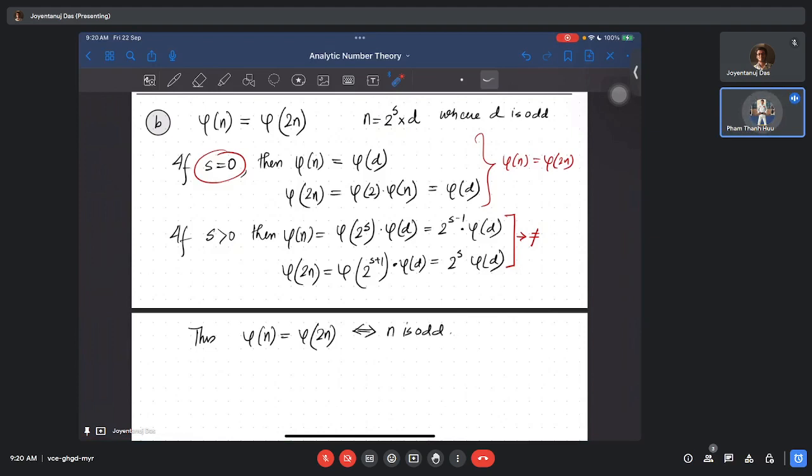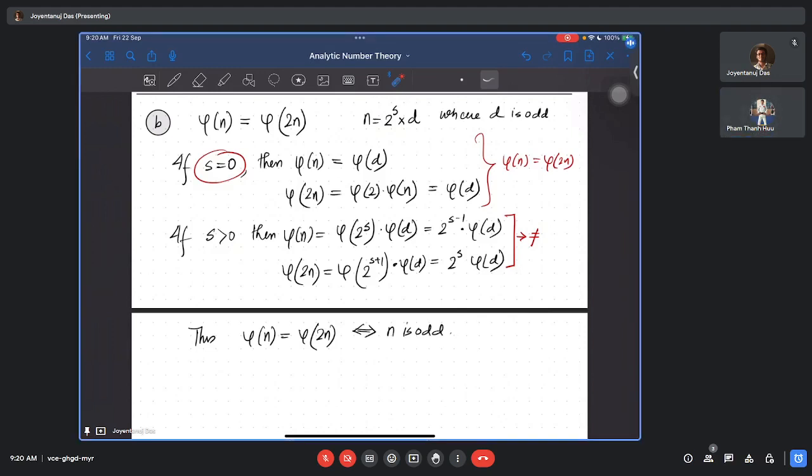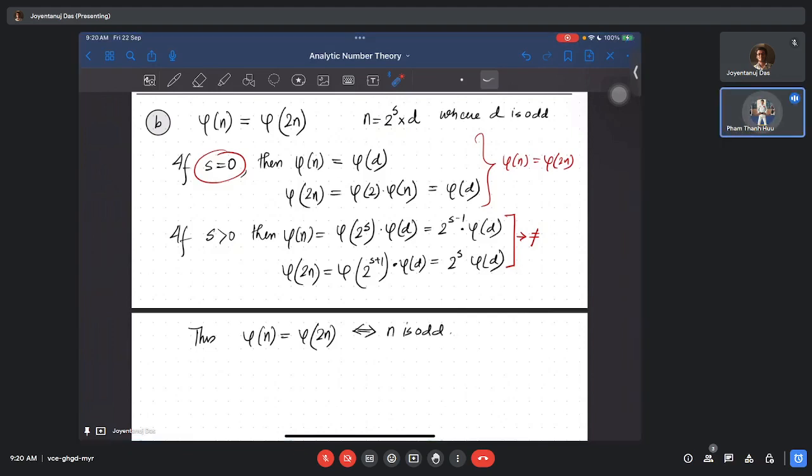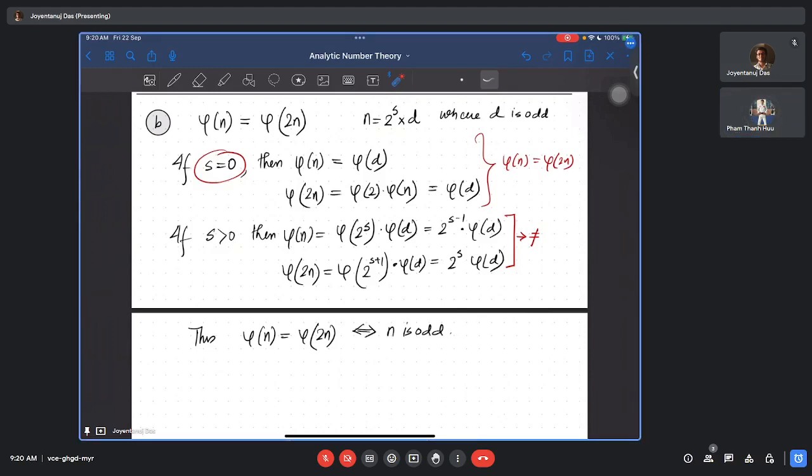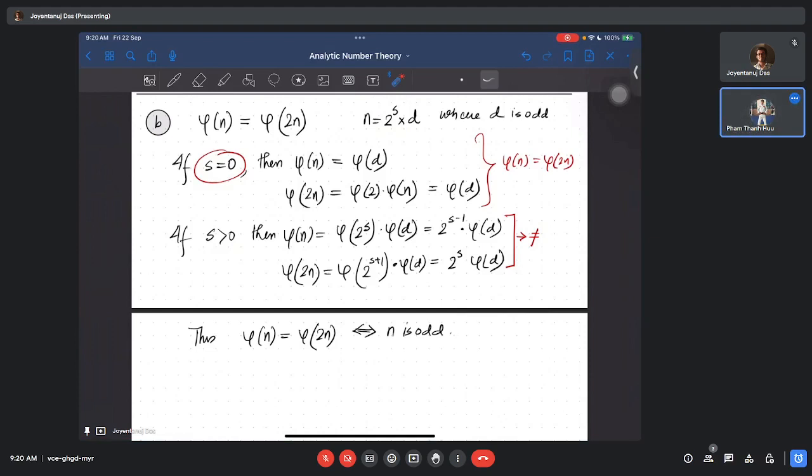N equals 2 power s multiplied with d. Whether n is odd depends upon s. If s is 0, then it is odd. That is the full form of n, n equals 2 power s multiplied with d.